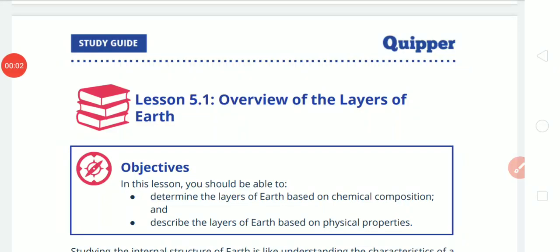Hi, so today I'm going to be discussing the first topic of Unit 5, which is all about the overview of the layers of the Earth. But before that, let us take a look first at the objectives.